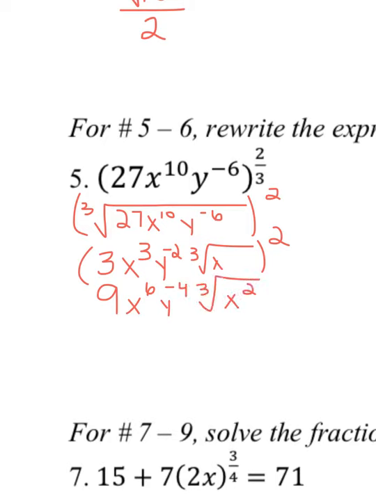So I have to look for 2 things. One of them, I have to check to see if I can clean up the cube root at all, which I can't because 3 doesn't go into 2 at all. And then the other thing, I have this negative exponent here. Negative exponents, remember, they flip what side of the fraction bar they're on. So my final answer is going to be 9x to the 6th times the cube root of x squared divided by y to the 4th as my final answer.